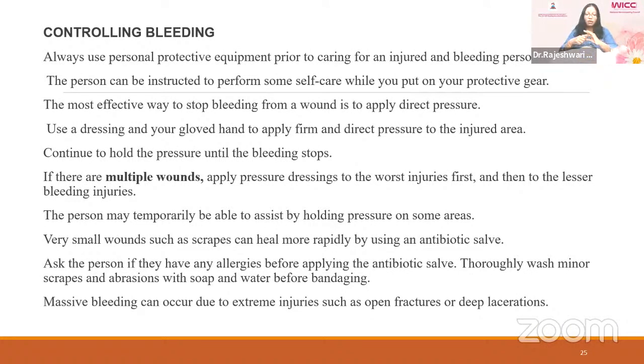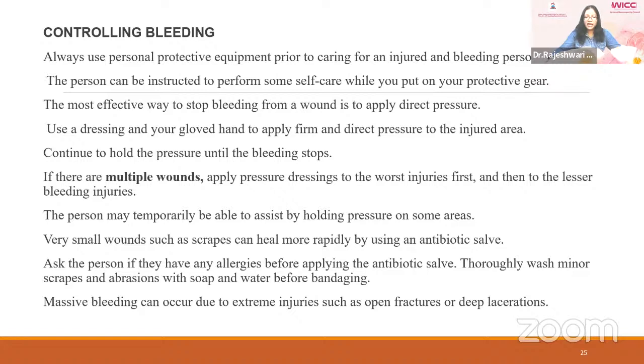Okay, very small wounds such as scrapes can heal more rapidly by just using some ointment, antibiotic ointment, which the conventional system usually uses. Ask the person if they have any allergies before applying the antibiotic. You have to ask them if they have any allergy to this ointment or solution. Some people have allergies to that also. So thoroughly wash the minor scrapes and abrasions with soap and water before bandaging. First clean it.